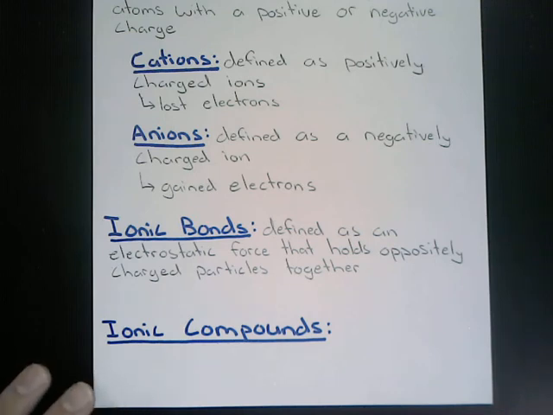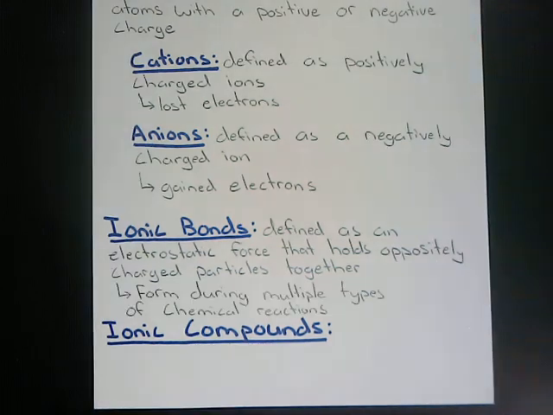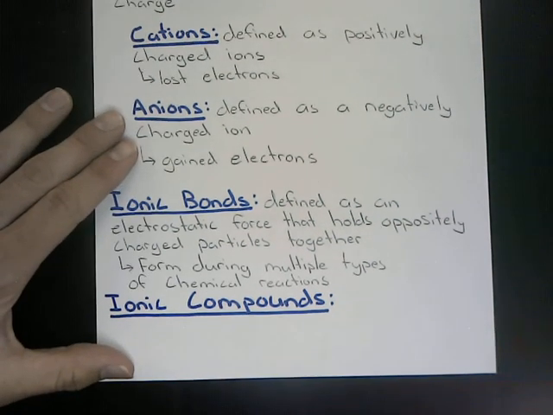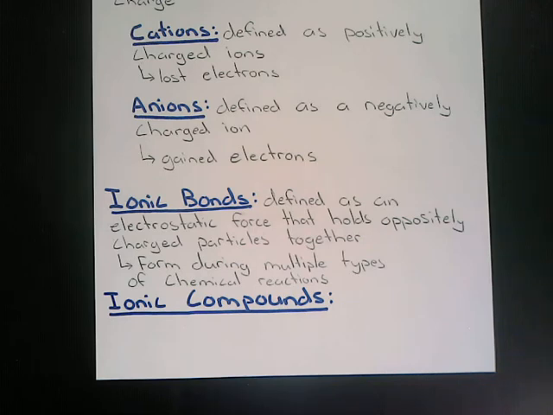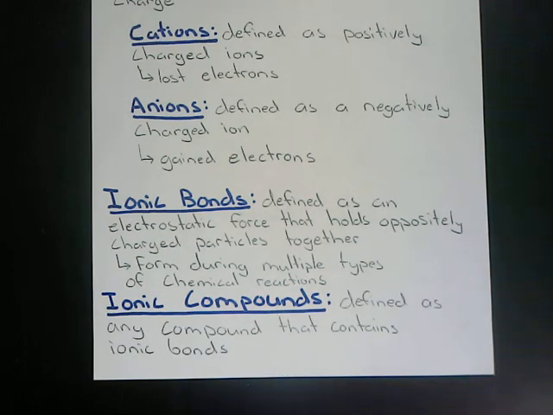Now, these ionic bonds form during multiple types of chemical reactions. Our last definition is an ionic compound, which is defined as any compound that contains ionic bonds. So the big takeaway: ions either gain or lose electrons and become either positively or negatively charged. We classify those as cations or anions, the ionic bond forms during a chemical reaction, and as a result, we obtain an ionic compound.